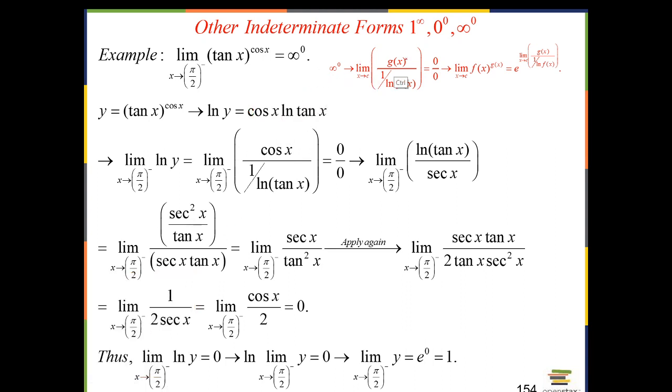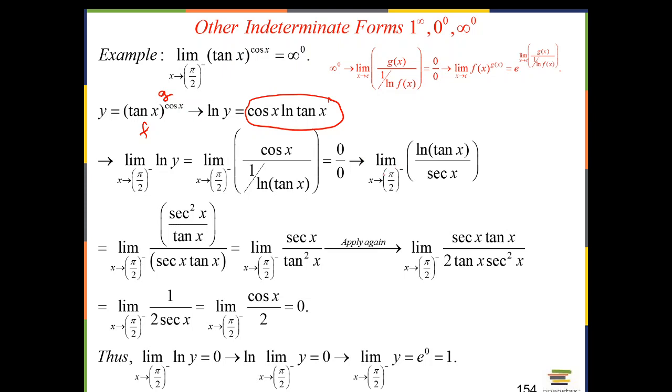Okay, so what do we do? We use this formula again. So y equals tangent x to the cosine x. Then we take ln of both sides, so we take the derivative of this. And again, this is f, this is g, right? So we're going to do g here over 1 over ln of f. And this would be 0 over 0 automatically.